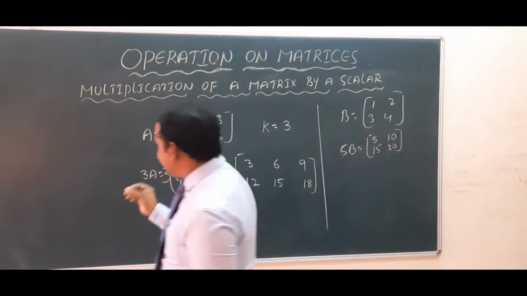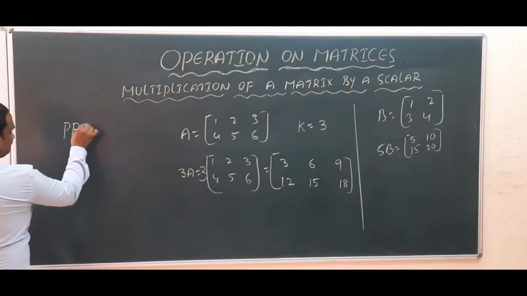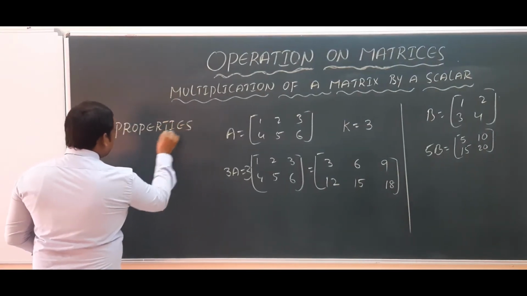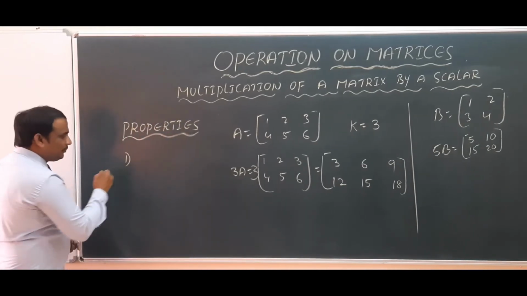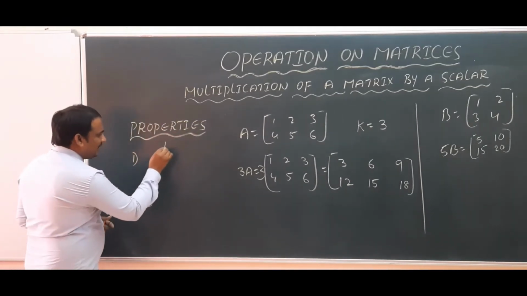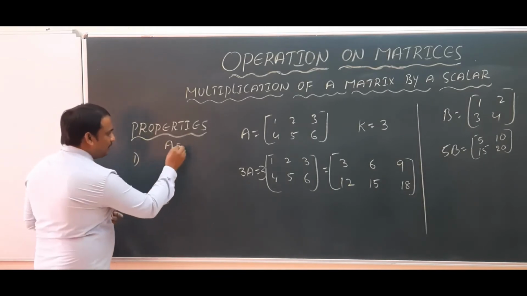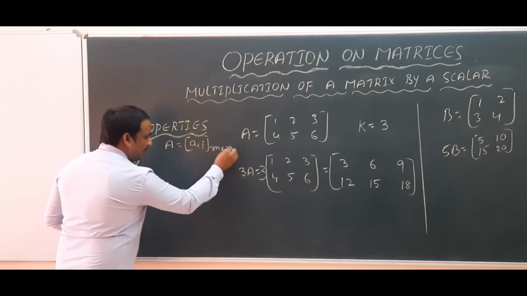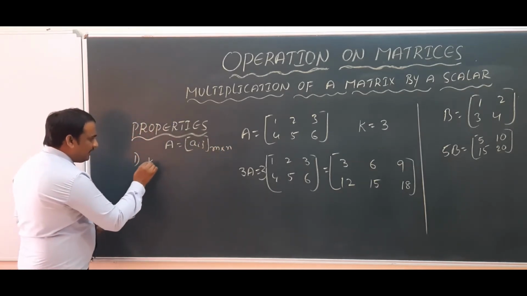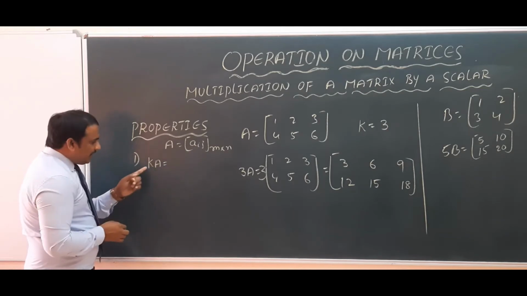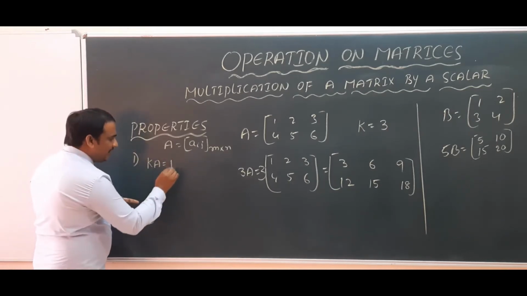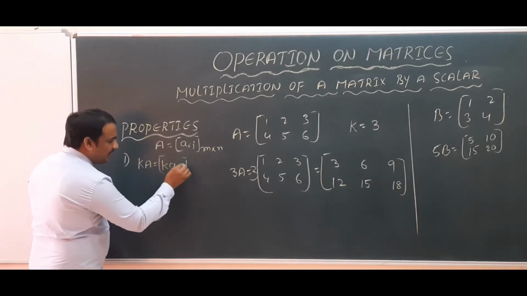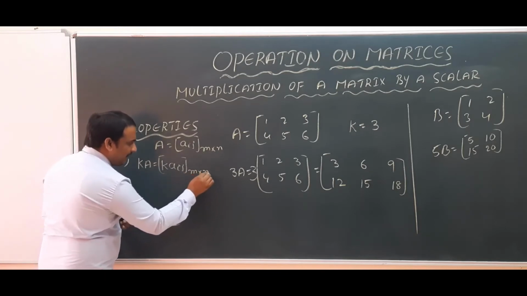Now we will see the properties here only. Now what are the properties? Now I am going to complete the properties. Here A is a given matrix, A equal to a of ij of order m by n. Now they are writing k into A. If we multiply any matrix by the scalar k, we will get k of a ij, the same order. Each element you have to multiply, and the order is m by n.